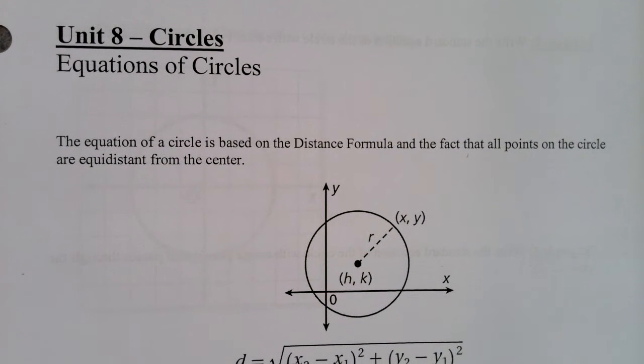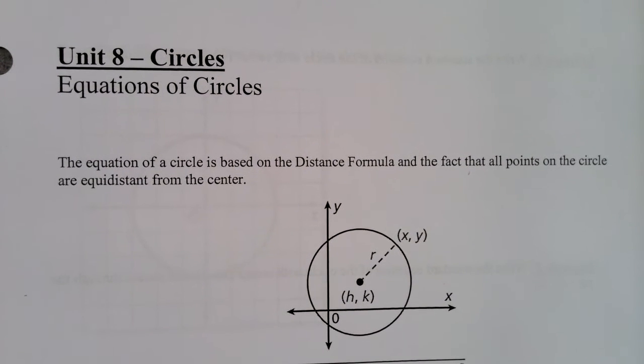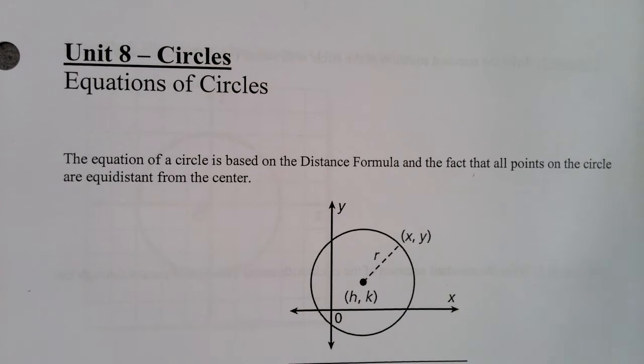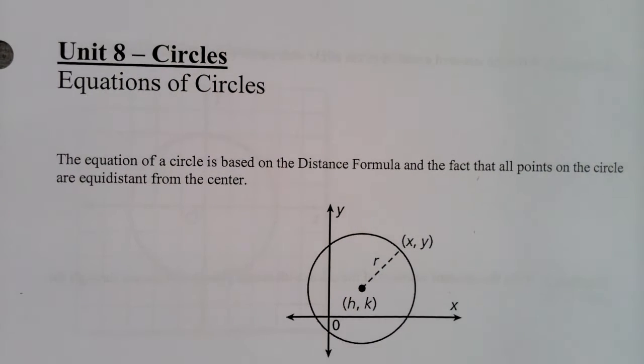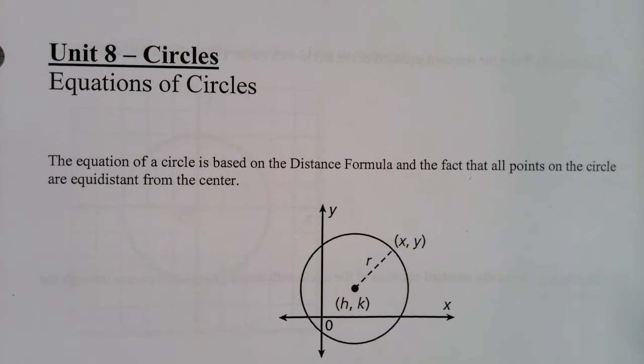Okay, the next and final lesson in this unit is called equations of circles. So before I give you the equation of a circle that we're going to use, let's look at where it comes from. The equation of a circle is based on the distance formula and the fact that all points on the circle are equidistant from the center. That's the definition of a circle. Every point on the circle is the same distance away from the center.